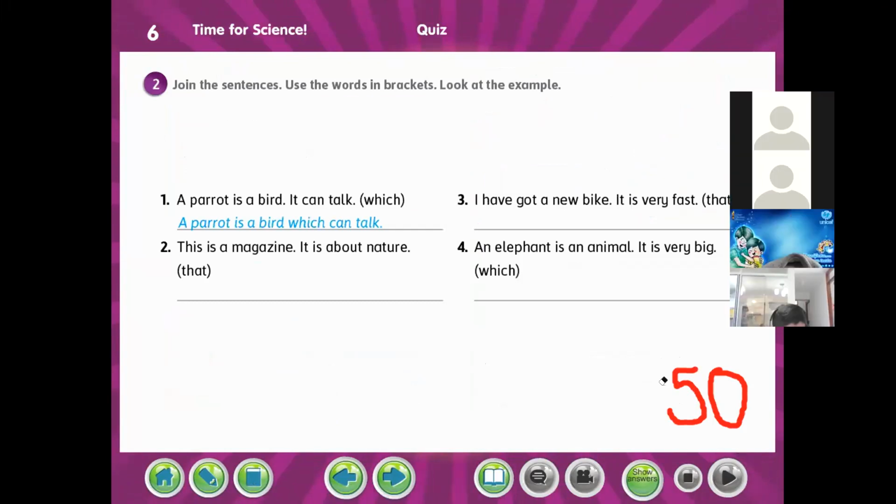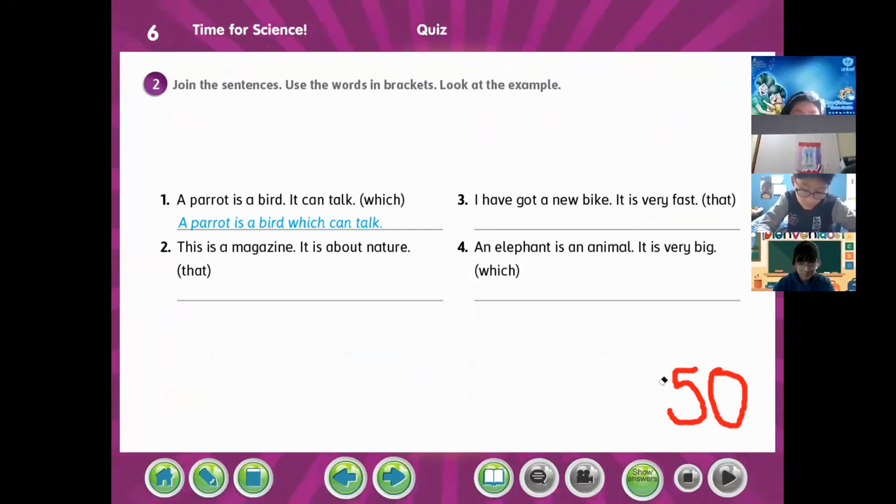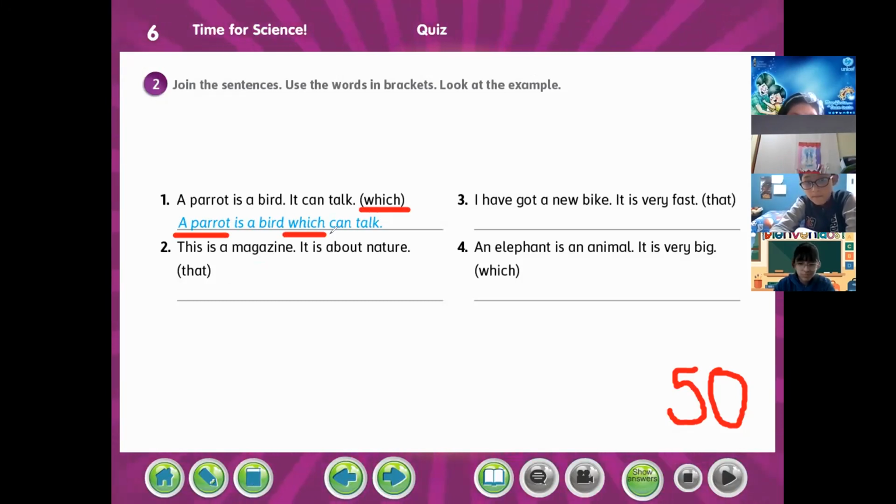Please open your workbooks, page 50, activity two. For example, if you can see here, there's a riddle. It's using which for animals. A parrot is a bird which can talk. You see? Now, who can tell me when we use that?